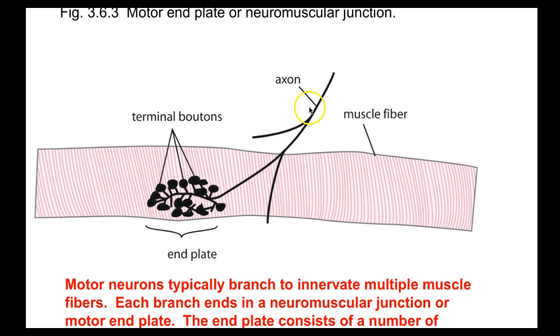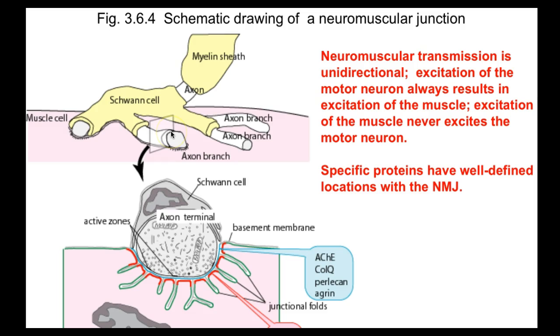Typically, a motor neuron can branch and innervate multiple muscle fibers. Each of the branches ends in a neuromuscular junction or motor end plate. And each of these enlargements, the terminal enlargements from the axons, is called terminal boutons.